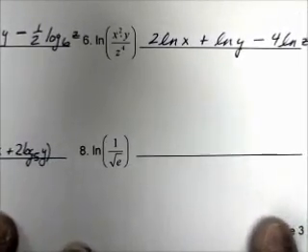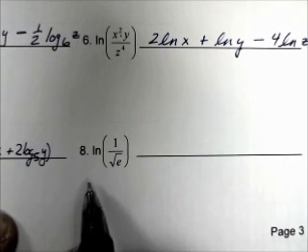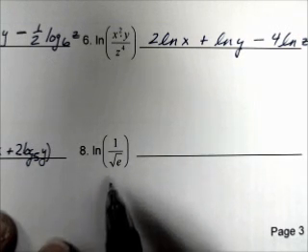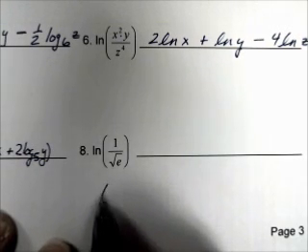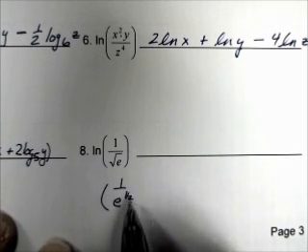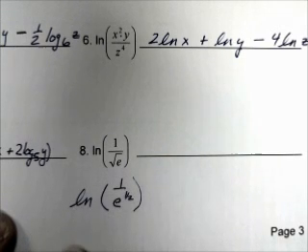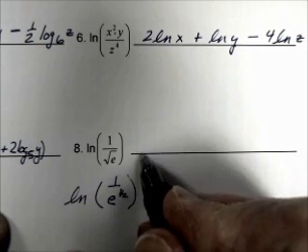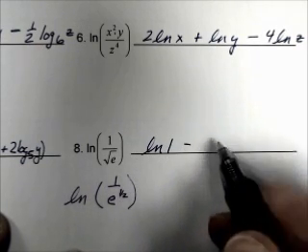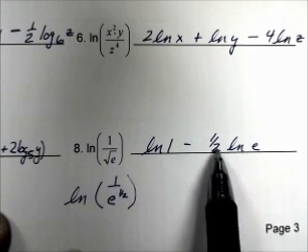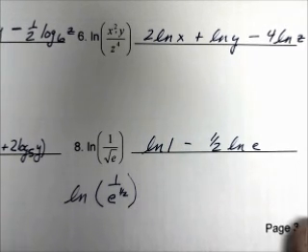Number 8, ln of 1 over the square root of e. Okay, let's rewrite the square root of e as e to what exponent? e to the power of 1/2. So now division expands to subtraction. So ln of 1 subtract 1/2 ln e, because the power is going to come out in front as a multiplier. Next page.